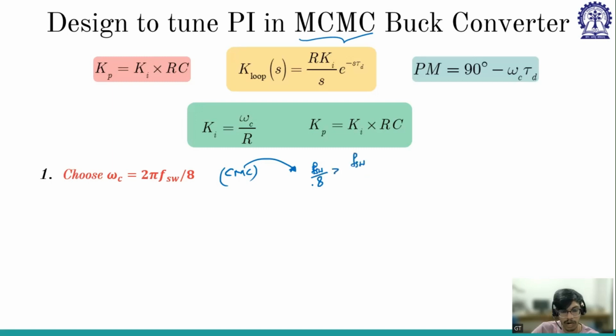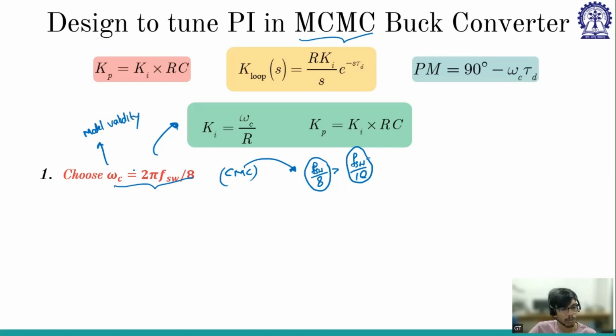So in the case of current mode control, the small signal model is valid till FSW by 8. So we can push the bandwidth till FSW by 8 using this small signal model. So omega c we can consider 2 pi FSW by 8. And again, this is coming from the model validity. If the model is valid, yes, we can design it. If the model itself is not valid, then we cannot design. So the model is valid.